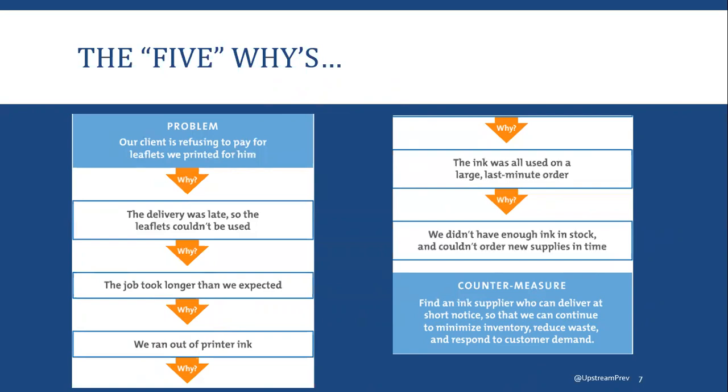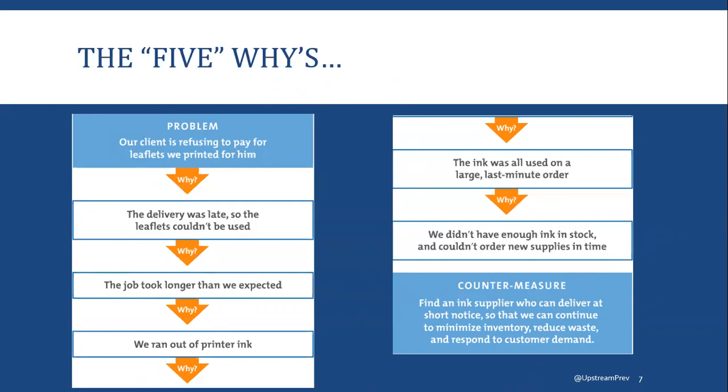Well, why was the delivery late? Well, that's because the job took longer than they expected. Well, why did the job take longer, right? They're a printing company. They should do that. Well, they ran out of printer ink. That's obviously a problem. Why did they run out of ink? Apparently, the ink was used on a large last-minute order, and therefore there wasn't enough of it to be used on this one. Well, why was all their ink used? Apparently, they didn't have enough ink in stock, and they couldn't order new supplies in time.